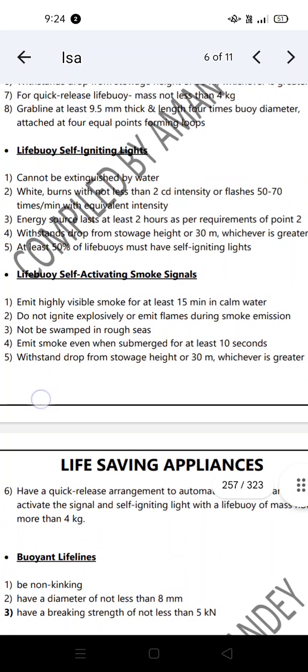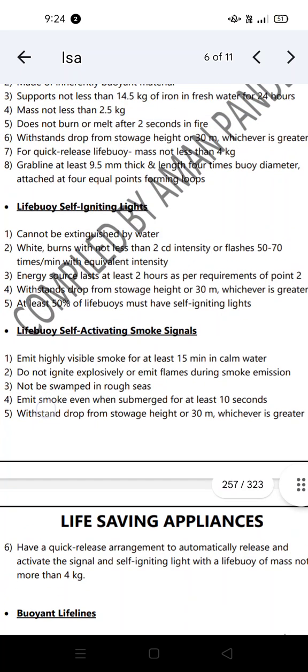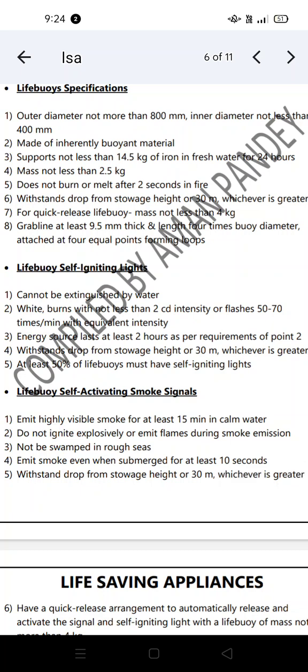Okay, this I have missed: 50 to 70 flashes. This I have to mention. And white light burns for 2 seconds. It does not melt after 2 seconds in fire. Okay, release 9.5 at 4 kg.